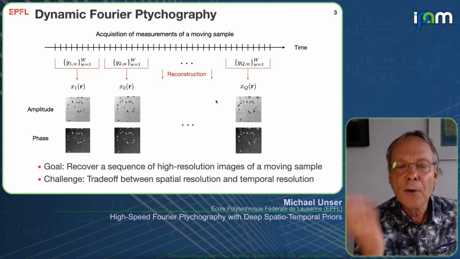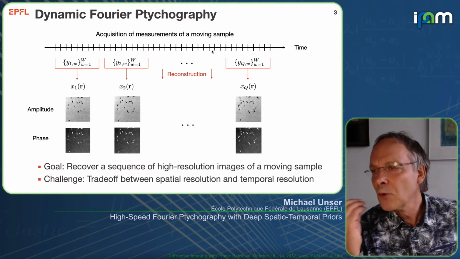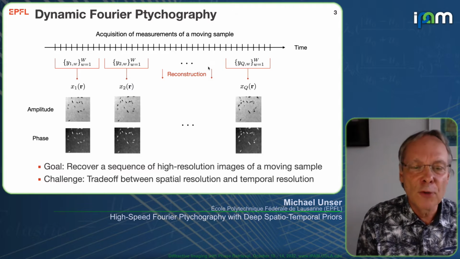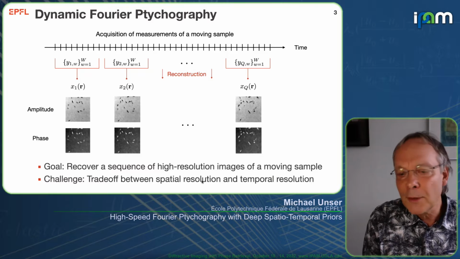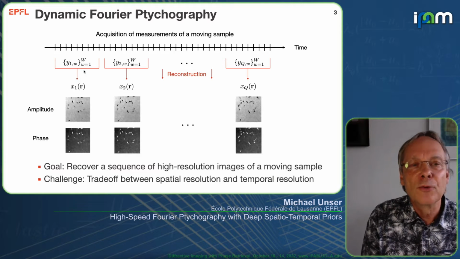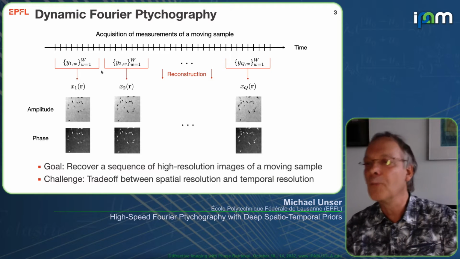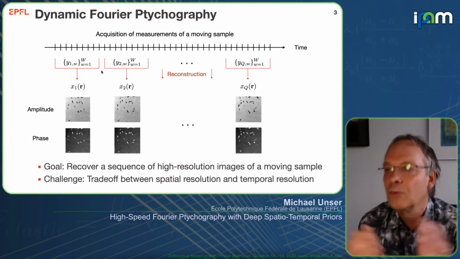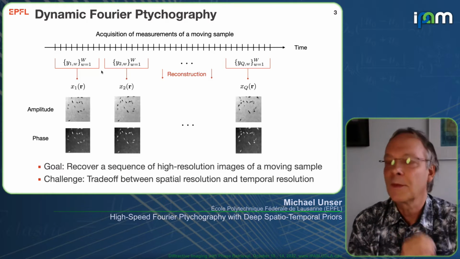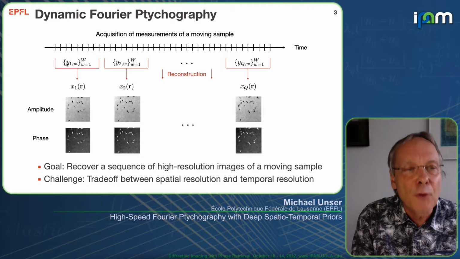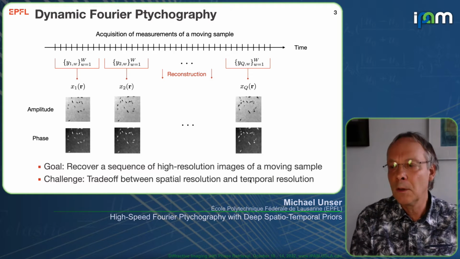Now if your object is moving, you obviously see that you have a trade-off between spatial resolution and temporal resolution. To get better spatial resolution, you want more measurements. But since all the measurements have to be processed together to get one output image at a given time, if you have more measurements, you will have a lower temporal resolution.